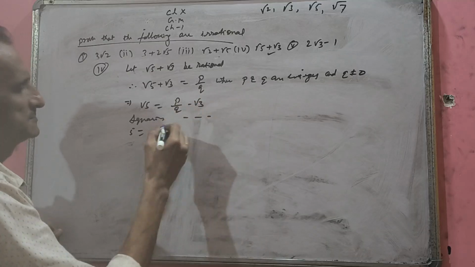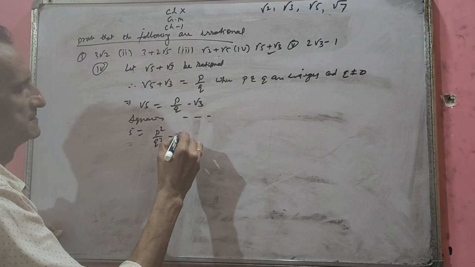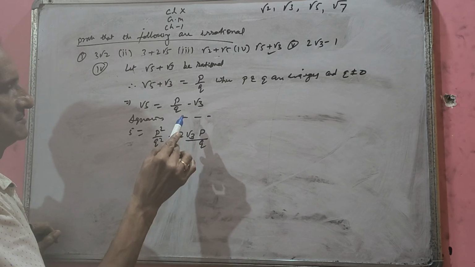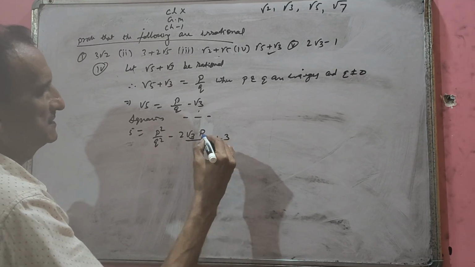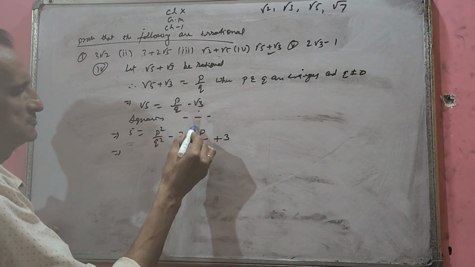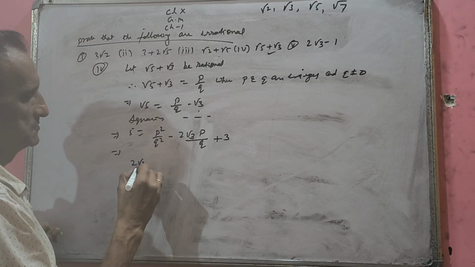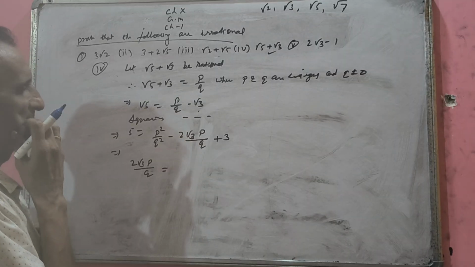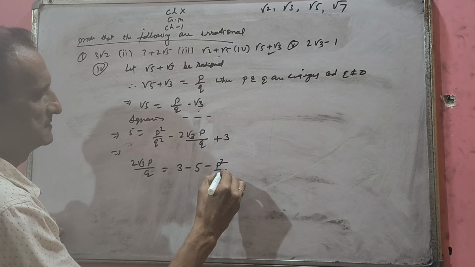5. This is a minus b whole square, which will give you a square minus twice ab, so 2 root 3 p by q. Understood this? 2 into a into b, plus b square, that is 3. Now, what you are always doing is you always try to put the root on the left side. So transpose this side: 2 root 3 p by q on one side and everything on that side. 3 minus 5 minus p square by q square.